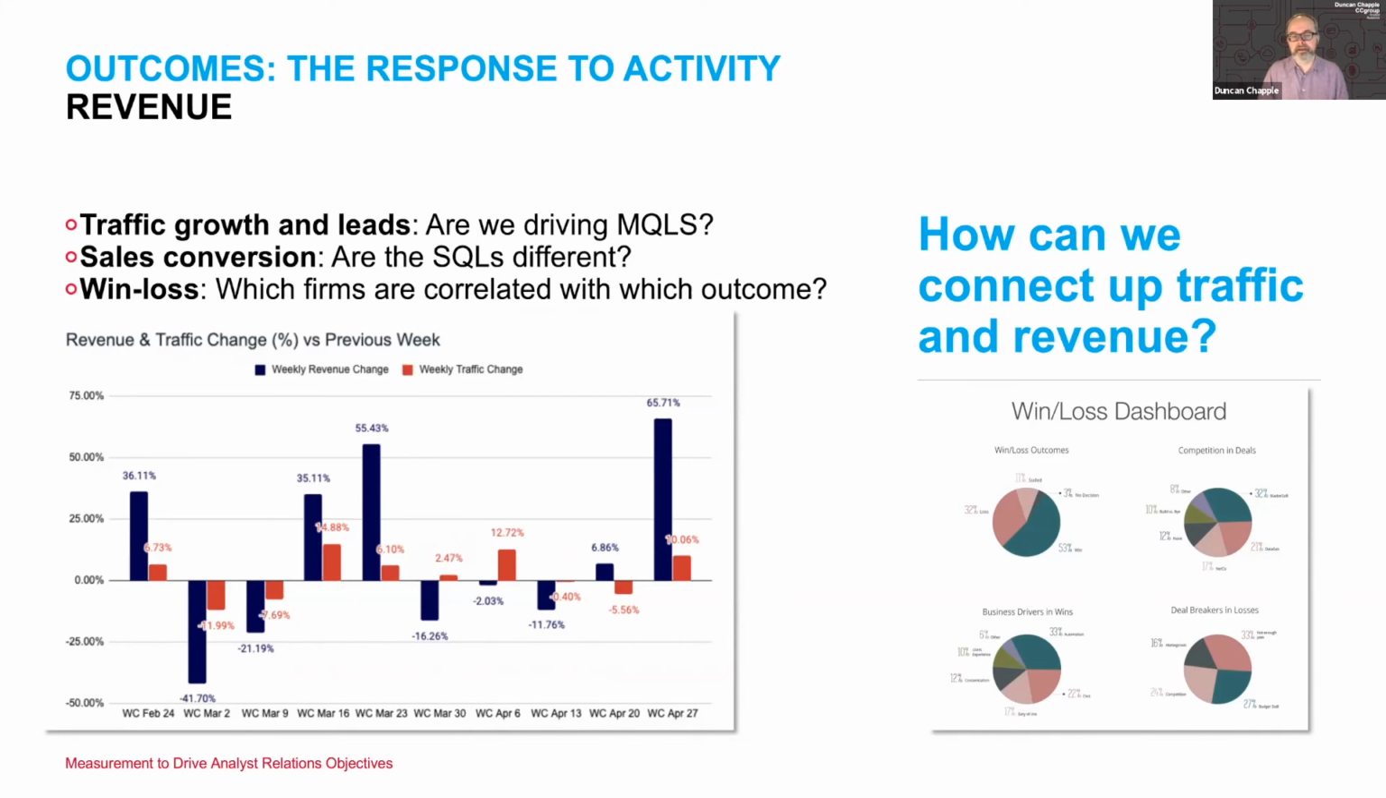What I've seen really intriguingly is working with clients to see, are the leads that come in, like analyst-connected leads, is the conversion rate different? If a lead comes in from an analyst, is it more likely to convert? Hopefully it is more likely to convert. A really intriguing thing in win-loss analysis is to be able to see which firms are correlated with which outcomes.